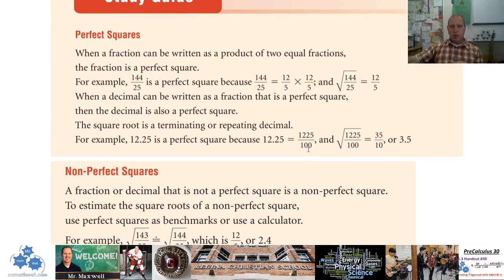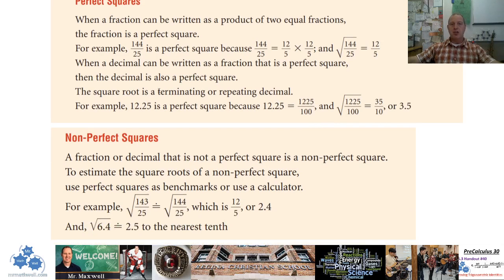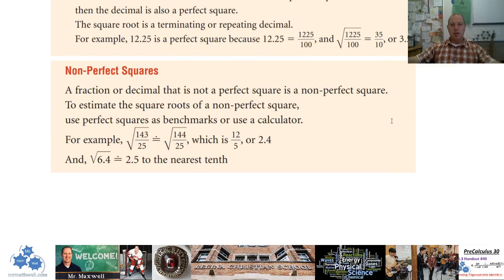This is in your textbook as well at the end of the chapter, if you have the Math Makes Sense 9 textbook. But a fraction is a perfect square if the square root is a rational number, or if you have a perfect square on top and a perfect square on bottom, you know you're good. As far as decimals, they have to be terminating or repeating on your calculator screen to be a perfect square.